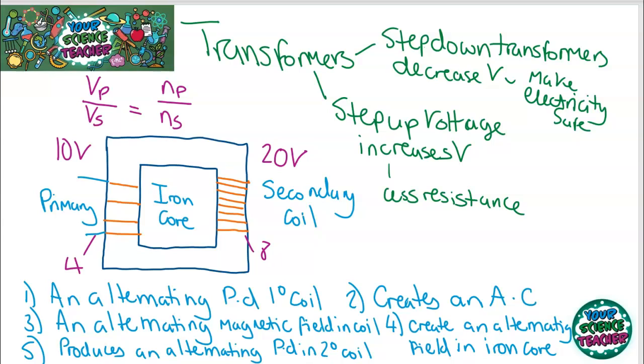So if you were wanting to calculate the voltage in the primary, if you know the voltage in the secondary, what you could do is you could do the voltage in the secondary times by the number of coils in the primary divided by the number of coils in the secondary.